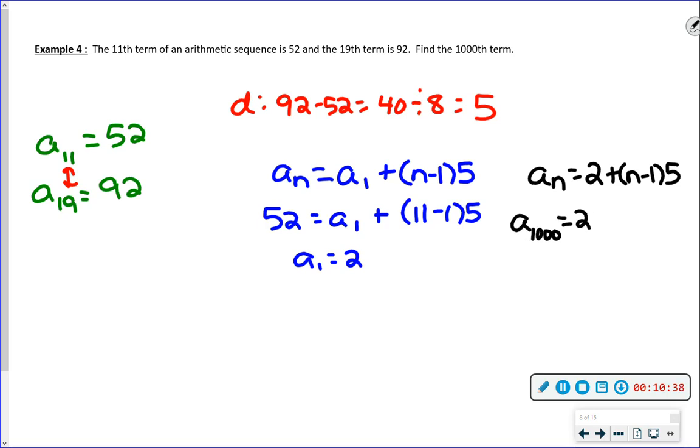So 1,000 minus 1 times 5. So you have to punch that into your very lovely calculator. So what is your 1,000th term? That's a big number. 4997. You got it.